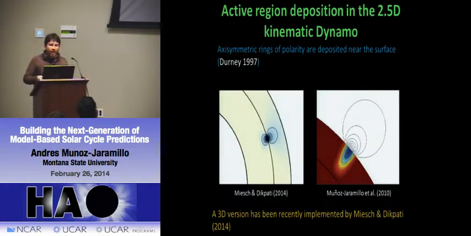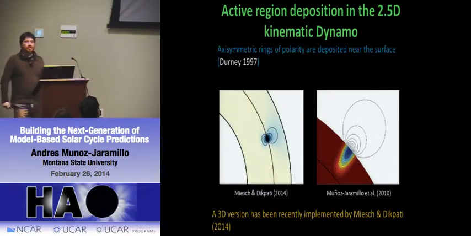And a 3D version has been recently implemented by Mark and Mausumi. But one of the things that I want to say here is that this may not be the best way of implementing active regions in a three-dimensional context. And let me tell you why. By using an implementation like this, you have to assume what the magnetic field underneath is. And that is a big problem, because you don't know anything about it, right?